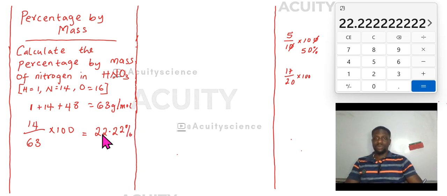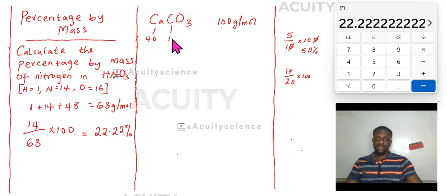Percent. This is all. So no matter what the compound is, if I give you something like calcium carbonate, for example, and I ask you to find the percentage of everything here, you know calcium carbonate is 100 grams per mole, drawn from memory. When you do your 40 plus 12 plus 48, you know it's going to sum up to 100. So you start with calcium, you say 40 over 100, the 100 being the molar mass, times 100.